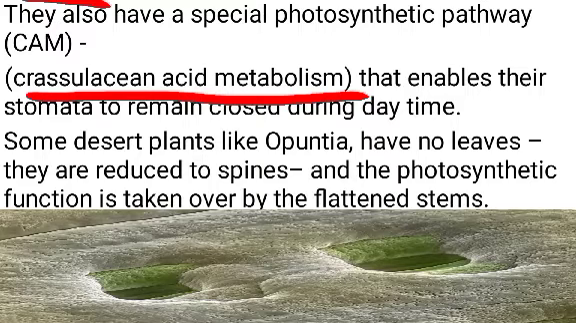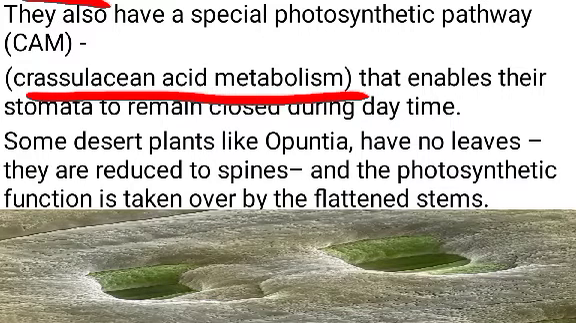During the daytime, this malate is released from the vacuoles and then decarboxylated. During decarboxylation, carbon dioxide is released, isn't it? That carbon dioxide will be reduced to carbohydrate. This is the photosynthetic pathway seen in desert plants like cactus and pineapple. Even pineapple follows this CAM pathway. So the CAM pathway is a special photosynthetic pathway seen in desert plants, where the stomata remain closed during the daytime and open only at night.